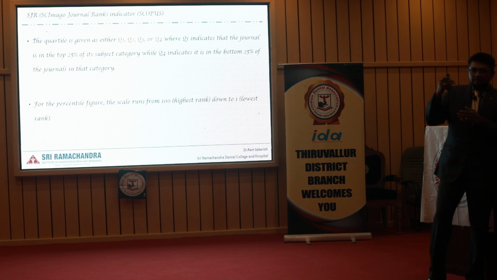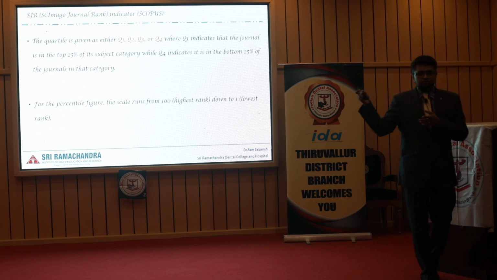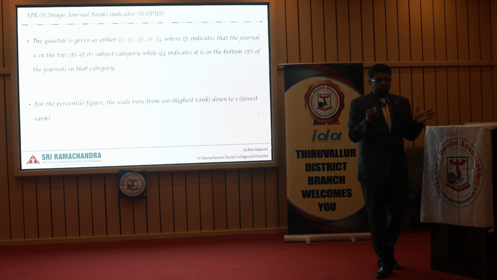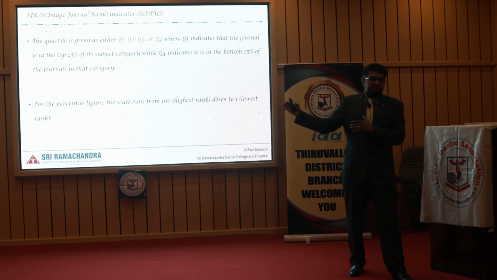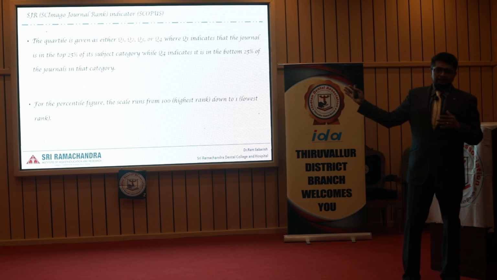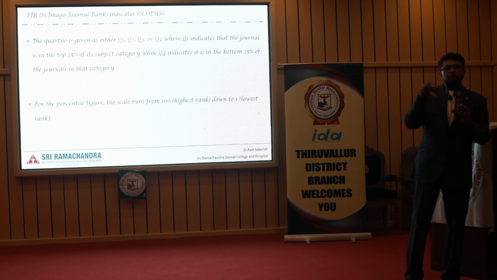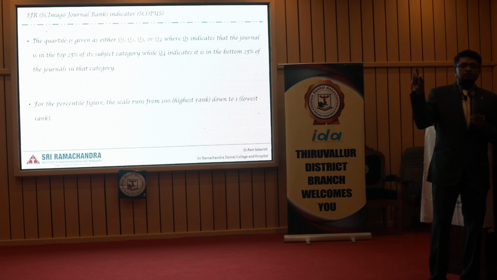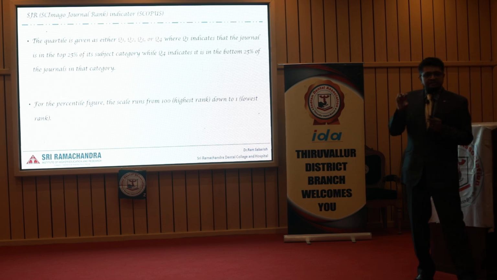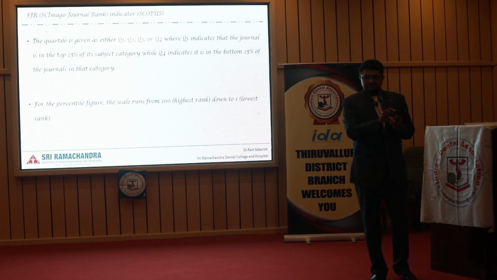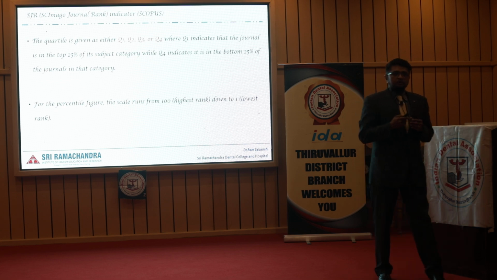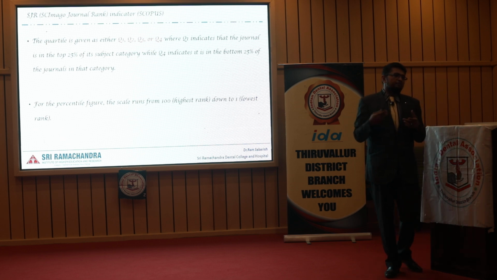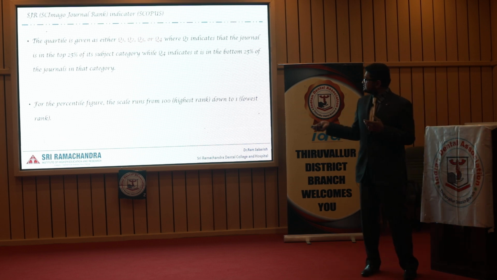So we have Q1, Q2, Q3, Q4. It is nothing but you have 100 percentile and you divide it into 4: 0 to 25, 26 to 50, 51 to 75, 76 to 100. If you are in the top 25, that is the 76 to 100th percentile, your journal will be Q1. If it belongs to 51 to 75, it becomes Q2, and subsequently Q3 and Q4. So the quality of the journals that you are publishing in will be referred to this way, whether you are publishing in Q1, Q2, Q3 or Q4.